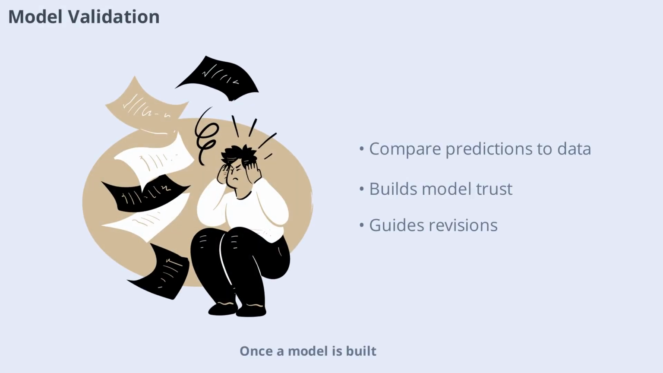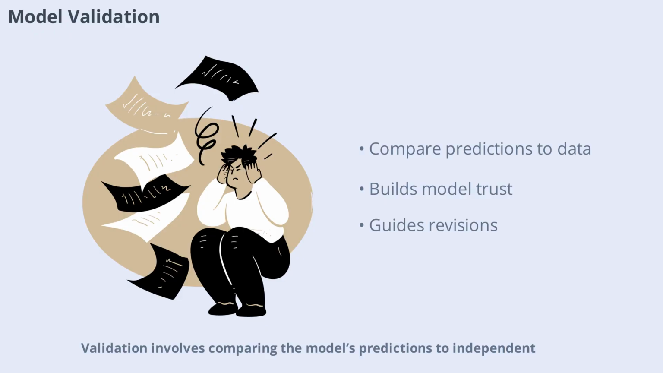Once a model is built, it must be validated to ensure it accurately represents the real system. Validation involves comparing the model's predictions to independent data that wasn't used in building the model. If the model performs well, it can be trusted for predictions and decision-making. If not, it may need to be revised or expanded.